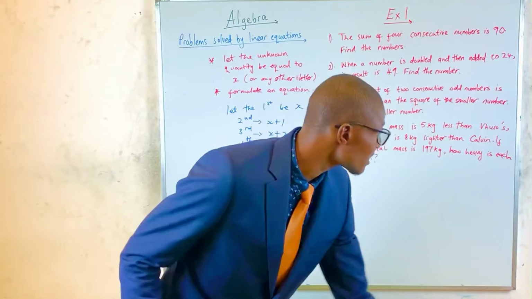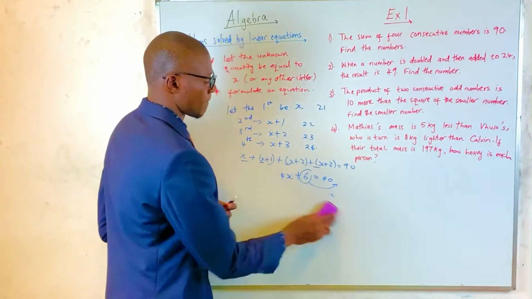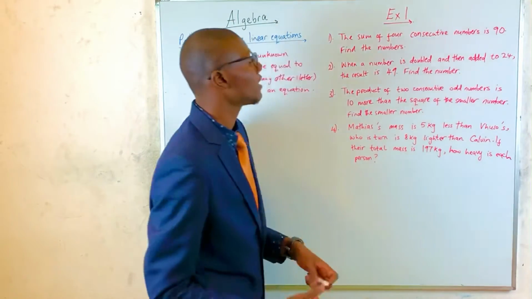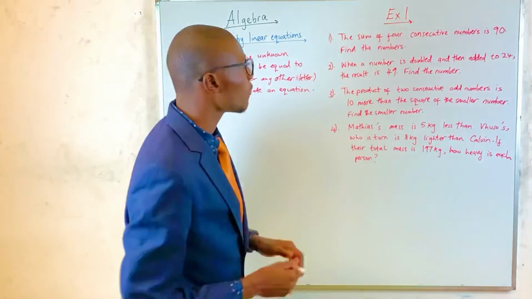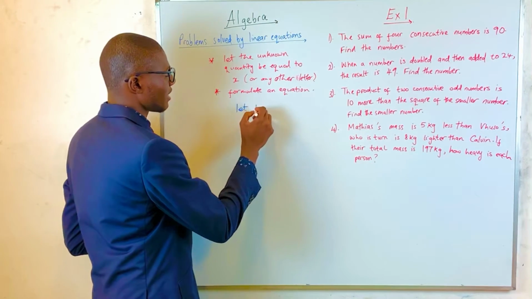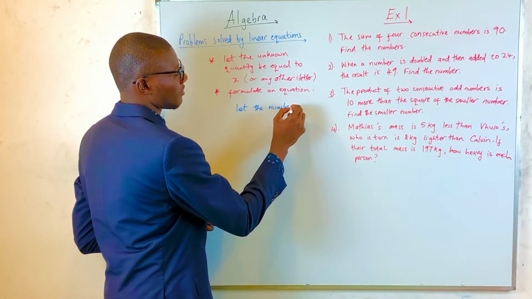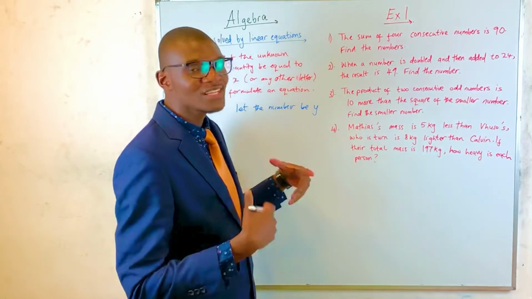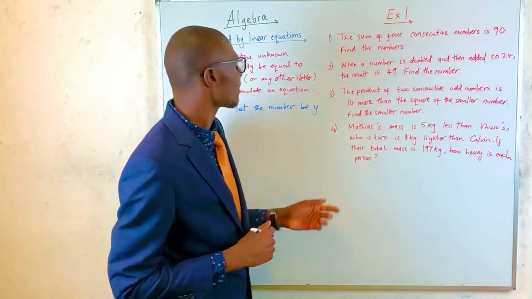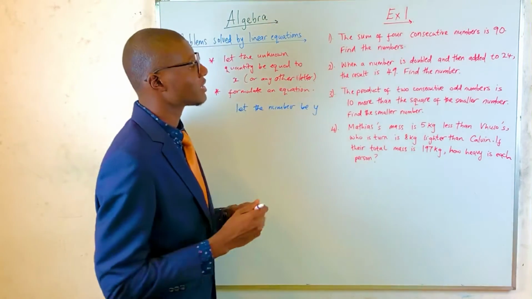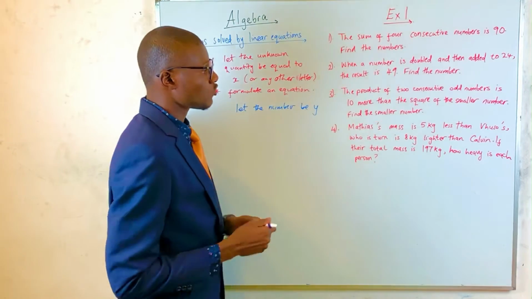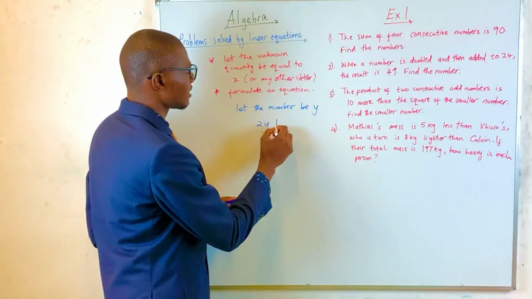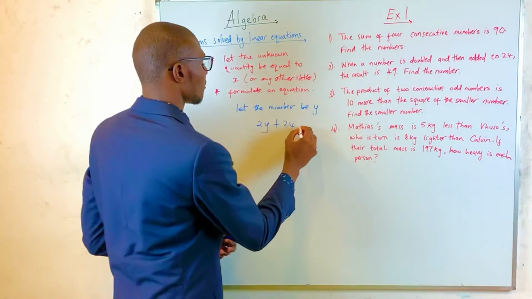Now let's look at how we solve the second. I shall erase this. For the second one, we are told that a number is doubled and then added to 24. We're giving this number a name, a letter. If we let the number be y, doubling y, y plus y, becomes 2y. Then if we add 24, the result is said to be 49.